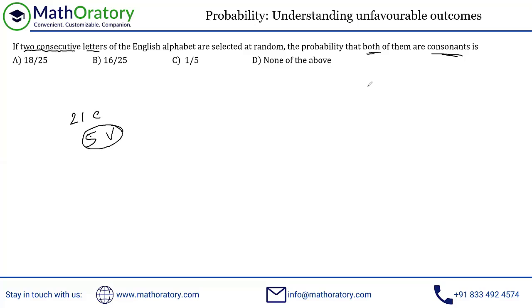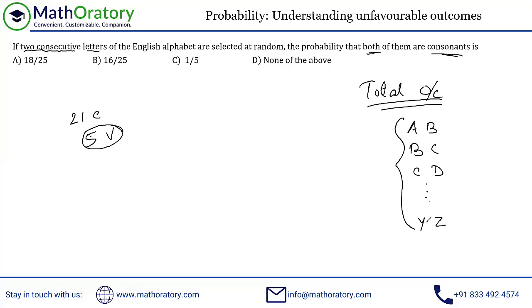But first of all, the total outcome. So this will determine the denominator of the probability any which way. So the total outcomes could be anything from AB, BC, CD up to YZ, right? So there are a total of 25 cases. Just look at the first part, A to Y, something like this. So there are a total of 25 consecutive cases, right? So that will determine the denominator.